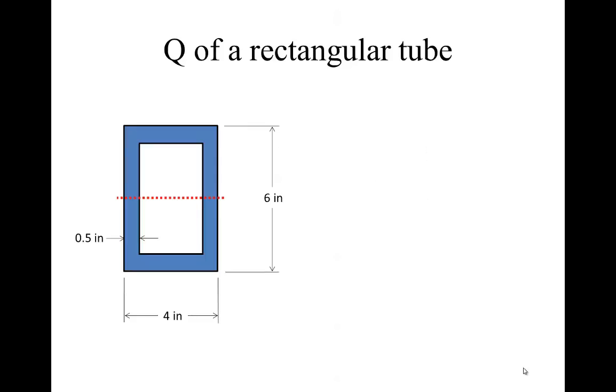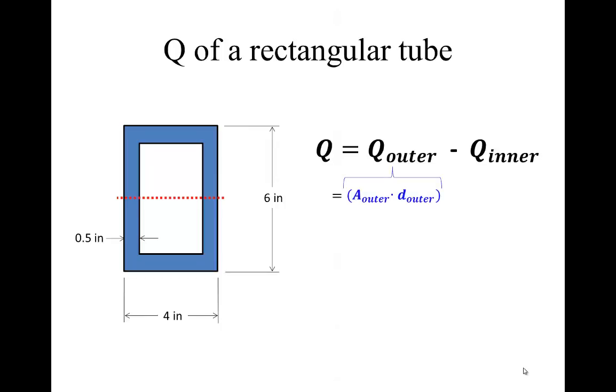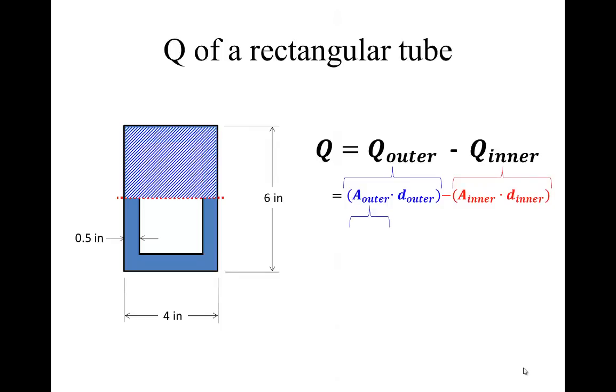Now let's review how to find Q of hollow shapes. The overall Q can be found by taking the Q of the outer rectangle and subtracting the Q of the inner rectangle. Q outer is the moment of area, or outer area times leverage distance. Q inner is the moment of area, or inner area times leverage distance. The outer area is this that I have highlighted in blue. It is 4 inches wide and 3 inches tall, 4 by 3. The leverage distance to this area is this distance here, 1.5 inches.